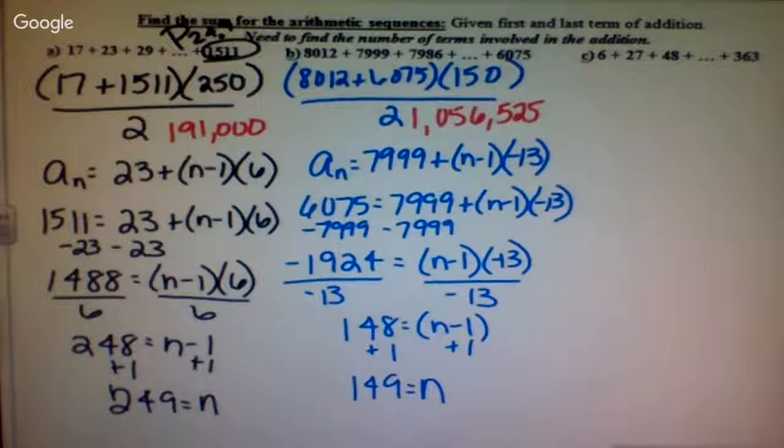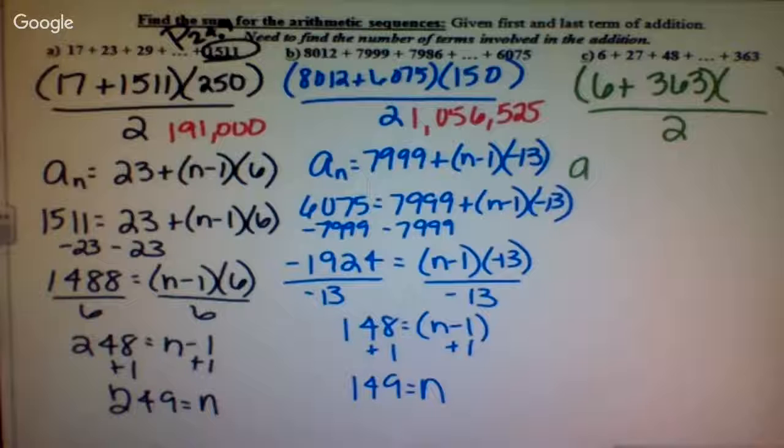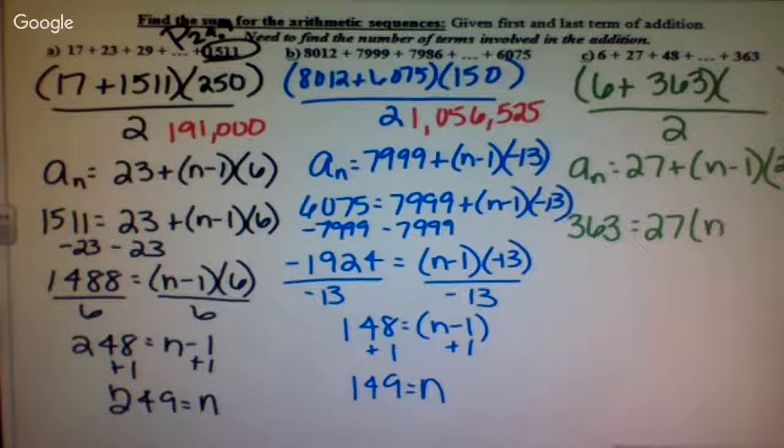Finally, my last one. My series starts at 6 and we end at 363. I still don't know how many numbers I have. So A sub n equals 27 plus n minus 1 times 21. Okay, so I need to know where 363 goes. Whoops, I forgot my plus sign. I'm doing what you do in your calculator.